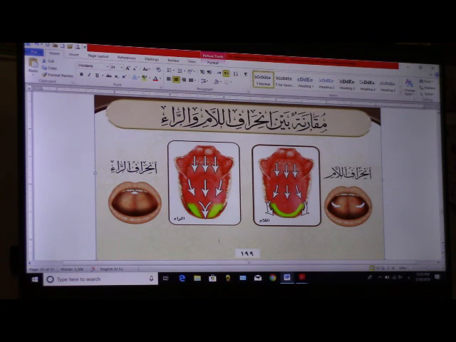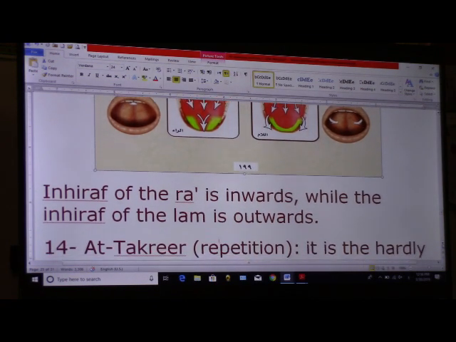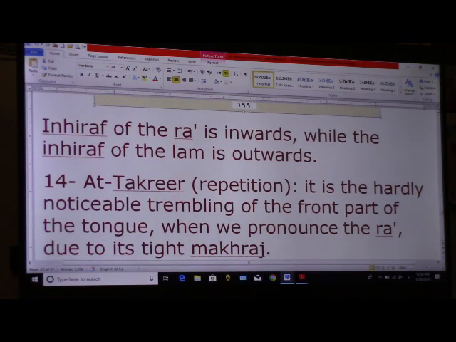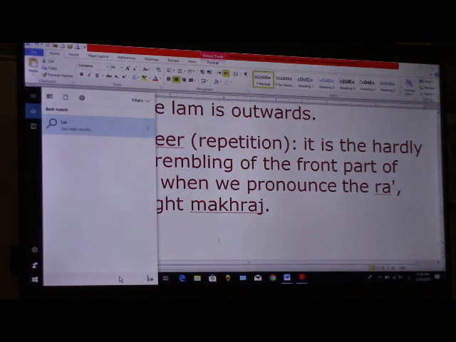Look at the comparison between the two. The ra, its inhiraf is to the inside, while the lam, its inhiraf is to the outside. Any question? Inhiraf of the ra is inwards, while inhiraf of the lam is outwards. Is that clear? Okay. Let's see a quick video also.